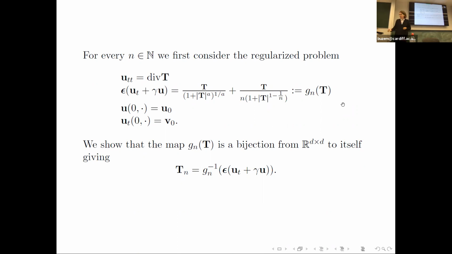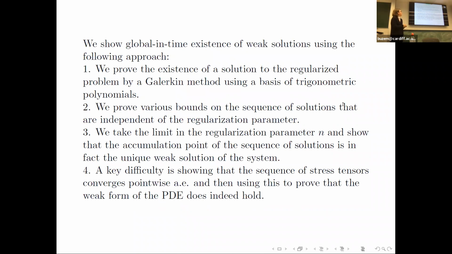So what we did was to prove existence of solutions for the regularized problem by using a Galerkin method, and then we obtain some bounds which are independent of the regularization parameter, which is n, which means you can pass to the limit in them, and then you can show that the limit is really the weak solution of the system that you want.